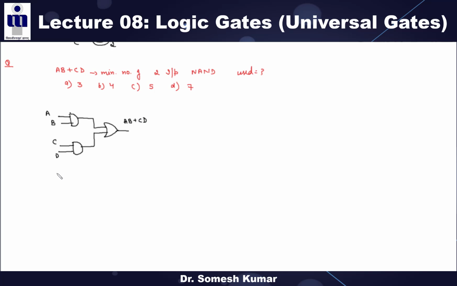So can I say this is a two level AND OR circuit? What is the meaning of two level AND OR circuit? See, this is your first level, and this is your second level, right? In the first level, all gates are your AND gates. In the second level, all gates are your OR gates. Means there is only one gate, that is your OR gate, right?